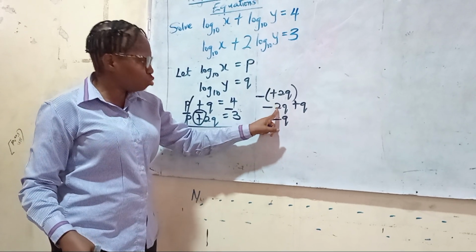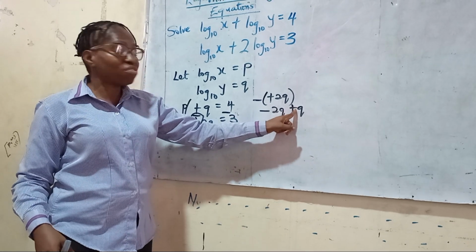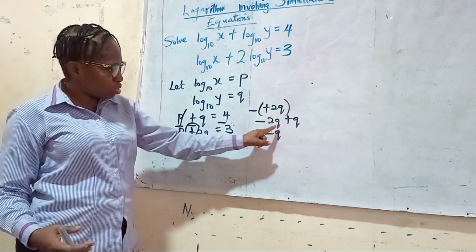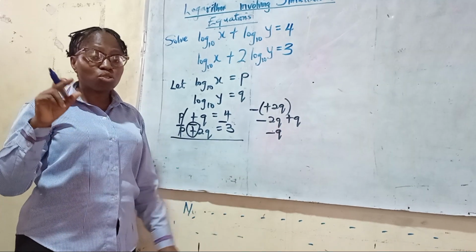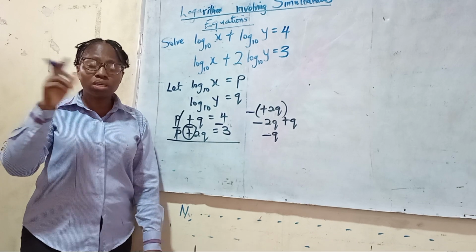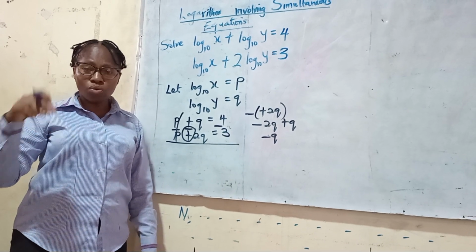Then you now say 2 minus 1, because the coefficient here is 1. 2 minus 1 is 1. Then what's the variable? Variable q. That should be minus 1q. But in mathematics, 1q and q are the same.